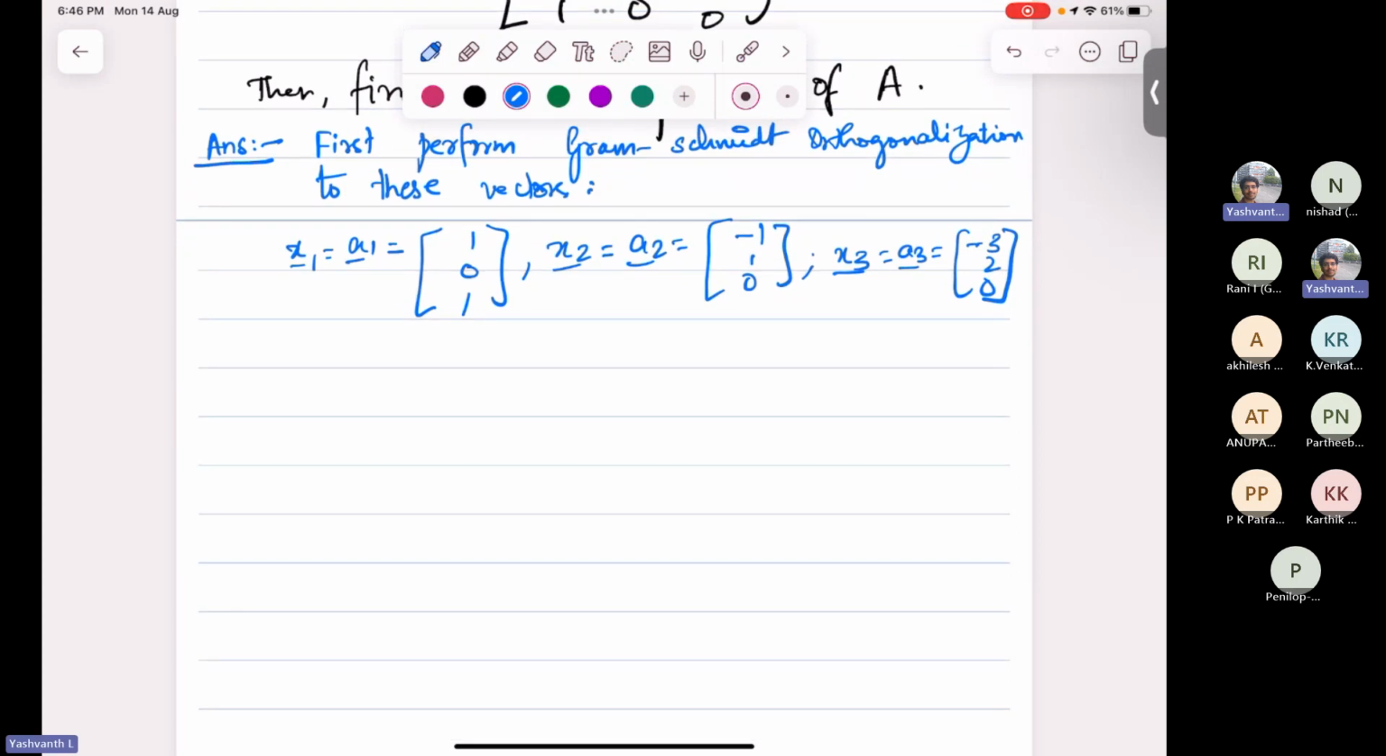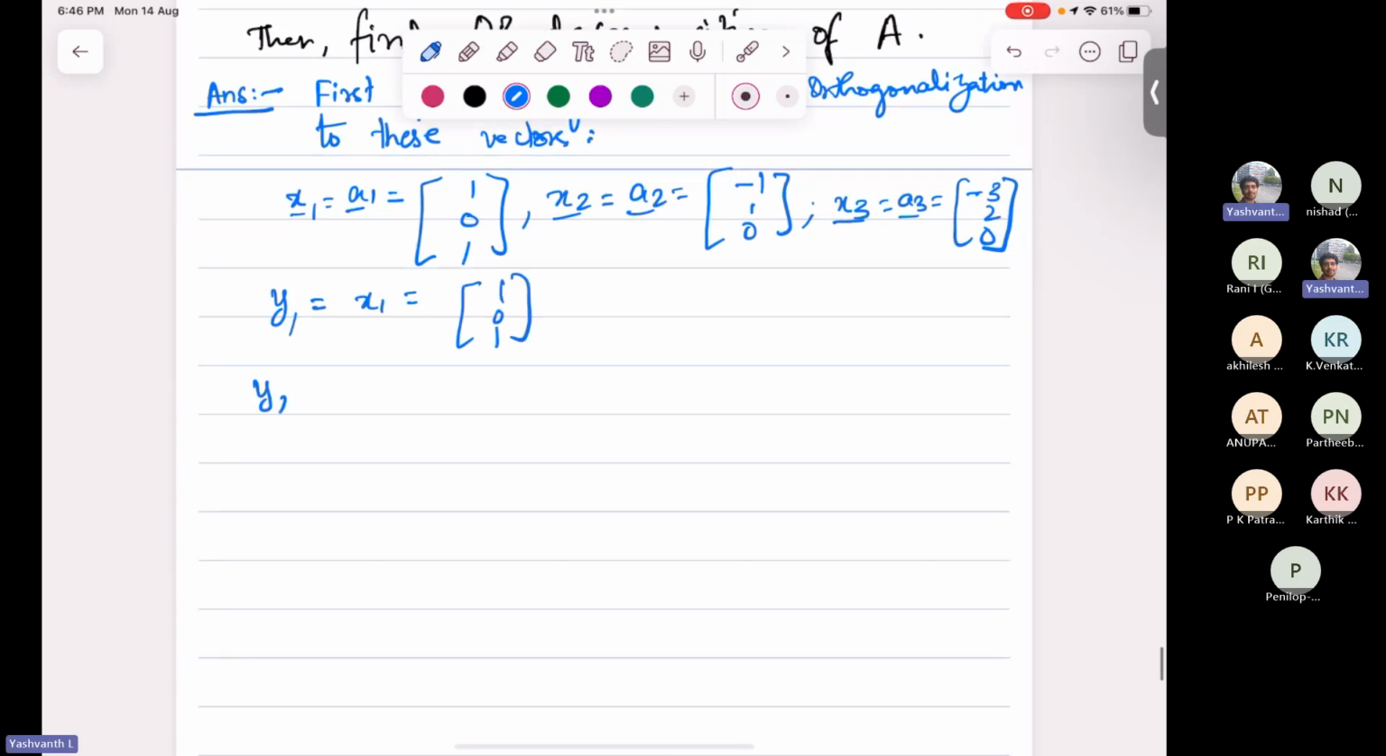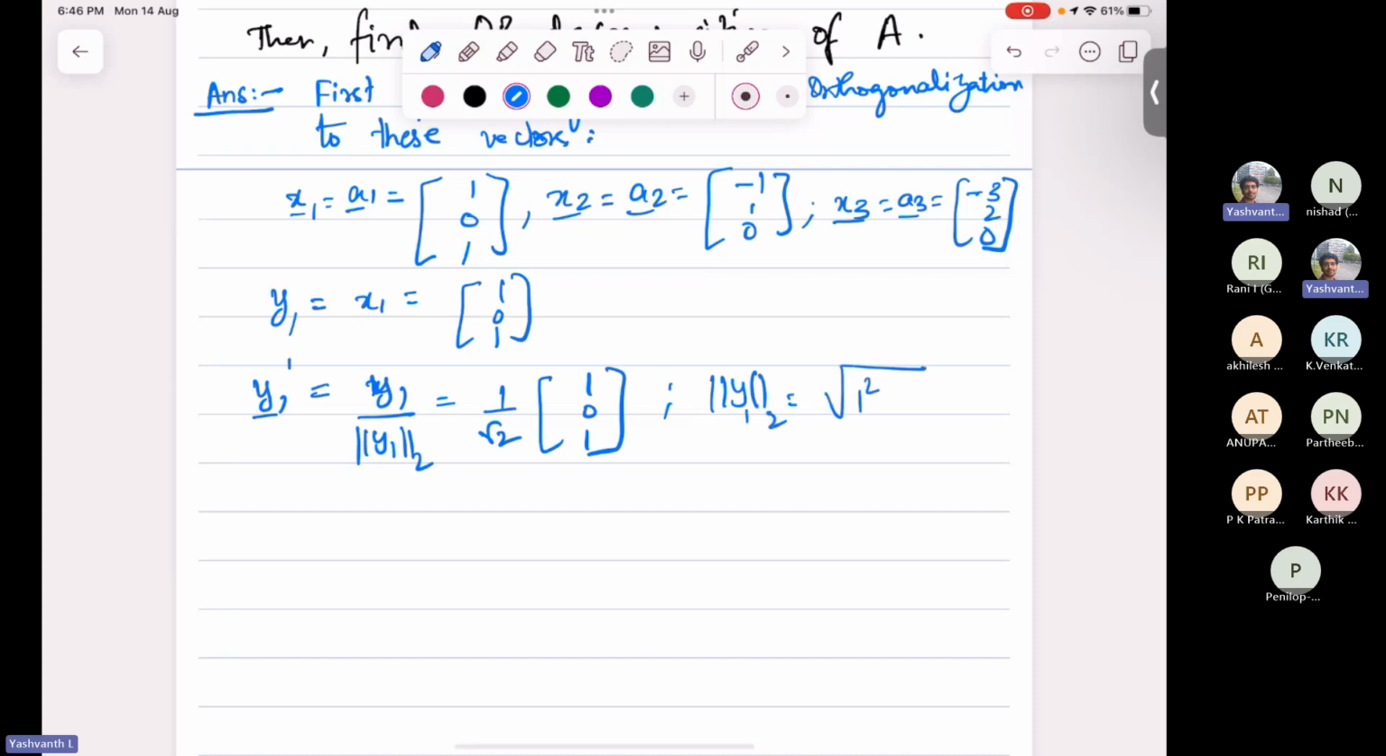I'm just going to do the classical Gram-Schmidt orthogonalization, which the professor did in the class. Let's call y1 equal to the first vector x1, which is equal to 1 0 1. Then y1 dash, the orthonormal vector, is defined as y1 by the norm of y1. It's nothing but 1 by square root 2 times 1 0 1. How did I compute it? The norm of y1 equals the square root of 1 square plus 0 square plus 1 square, which equals root 2.